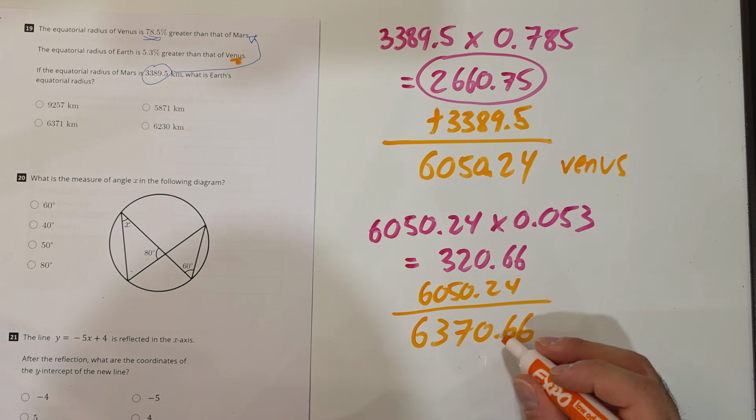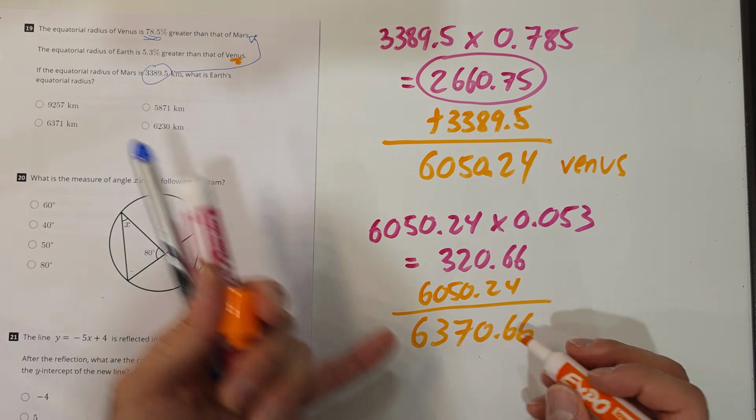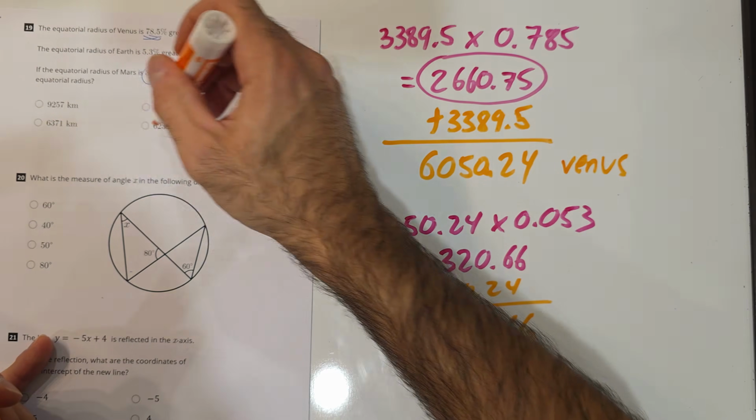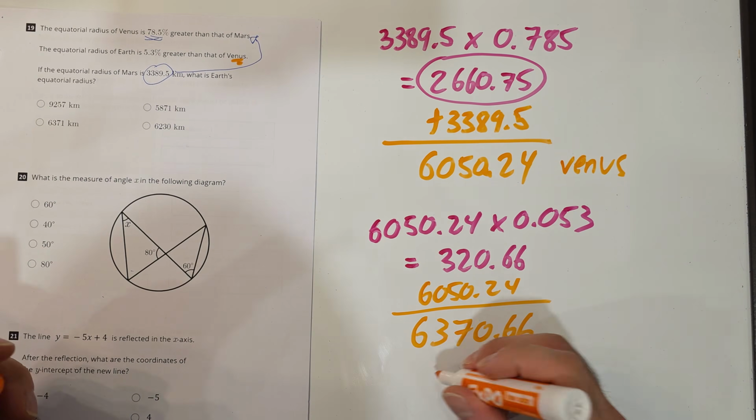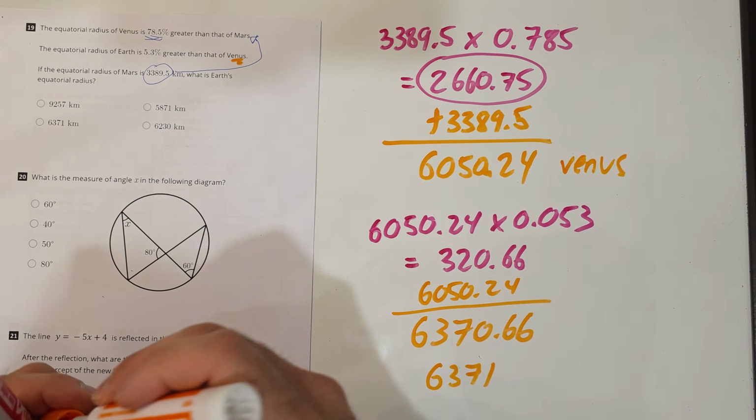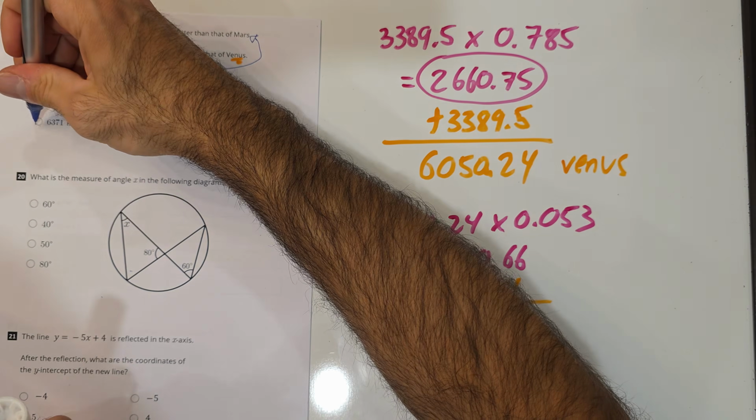Okay, so yes, I can round it because a 6370 is not here. Well, obviously it's this one because not only is it rounded, but it's the closest one. So it's got to be that one. So this is 6371, making this the correct answer.